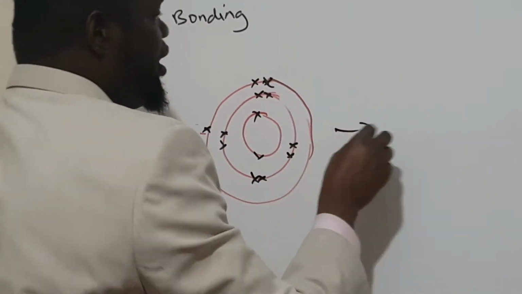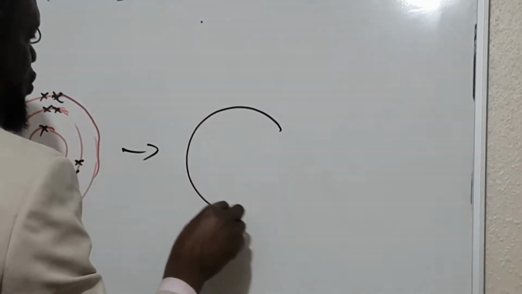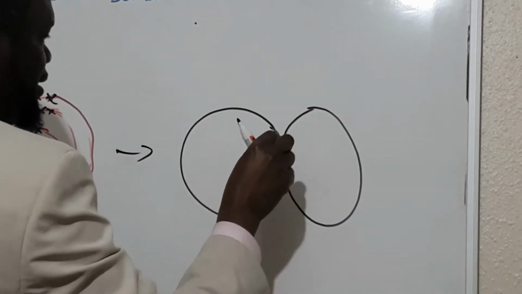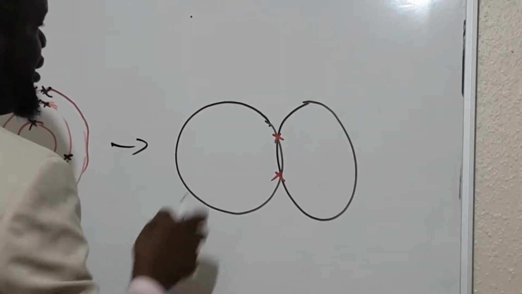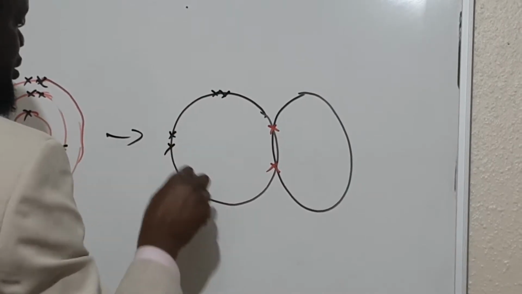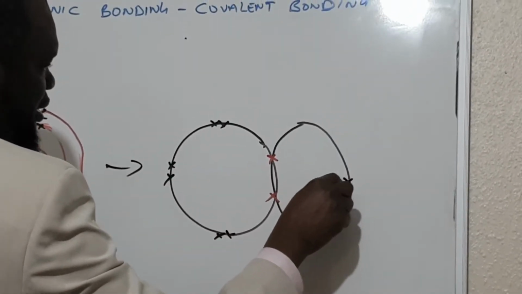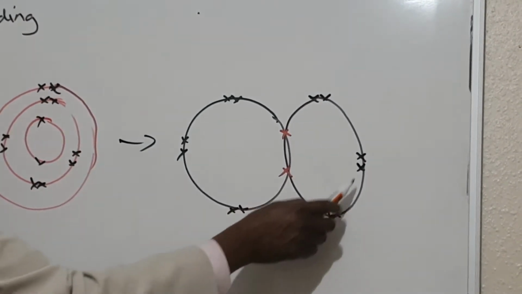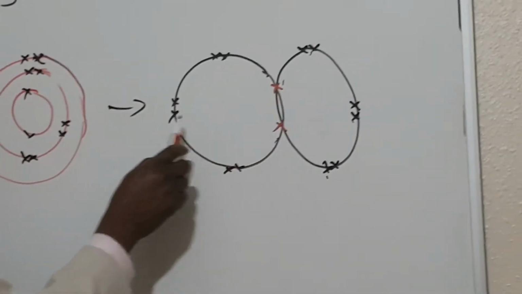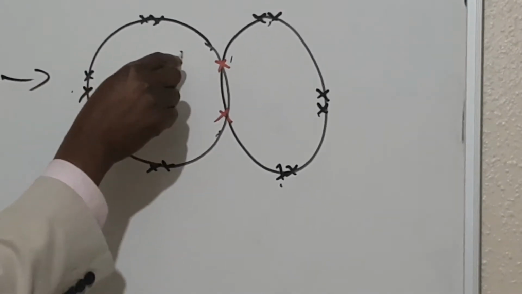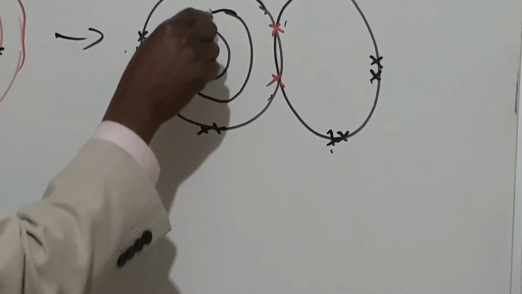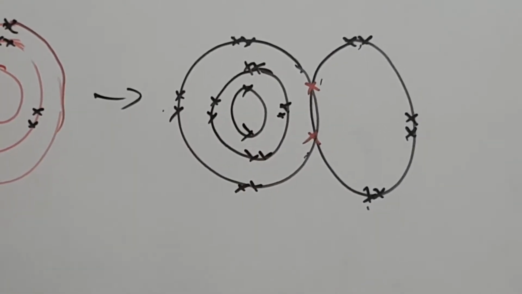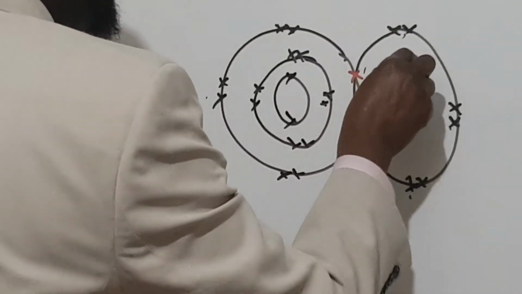Now you'll have it like this: one chlorine and another chlorine, each sharing the outermost shell. Those are the inner shells without the outermost shell only. So now, how many do they have? 2, 4, 6, 8, isn't it? This one, 2, 4, 6, 8. So it appears that they all have the full configuration of the shell.